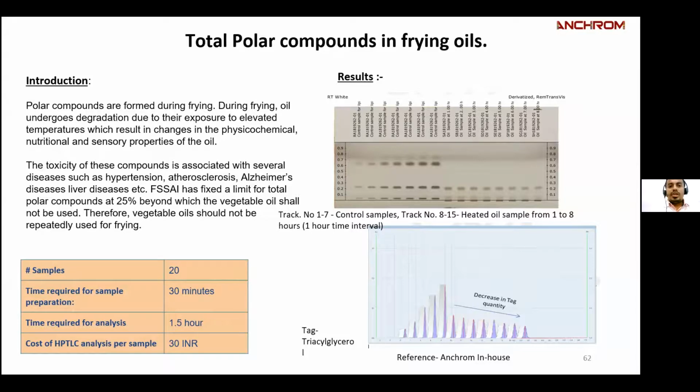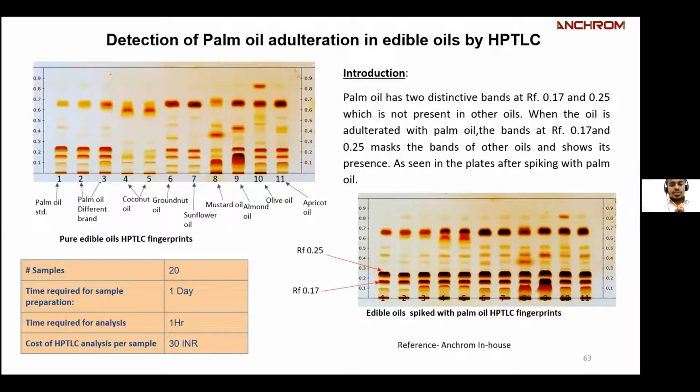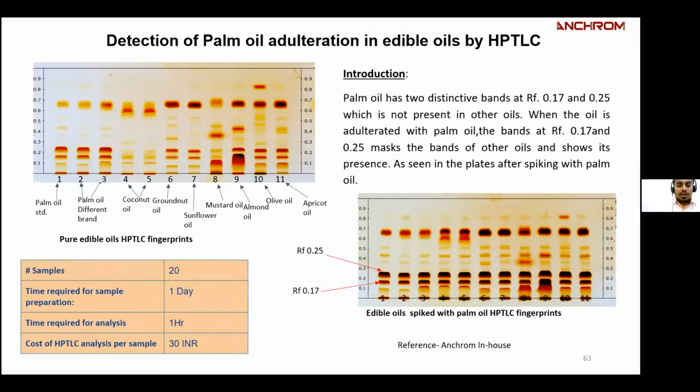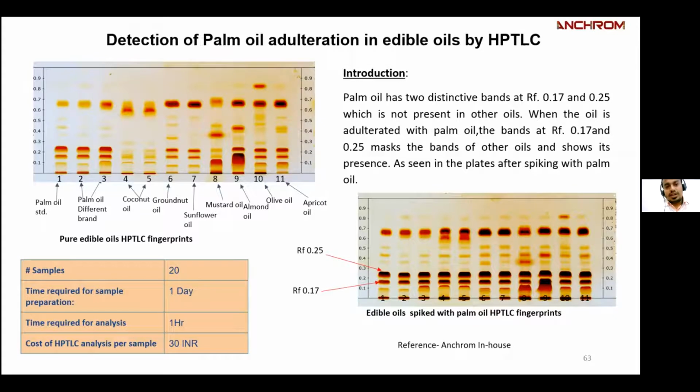Detection of palm oil adulteration in edible oils. So here you can see palm oil is not harmful, but due to its very low cost, it is added in other high cost edible oils. So you can detect the adulteration of palm oil in other edible oil by using HPTLC.